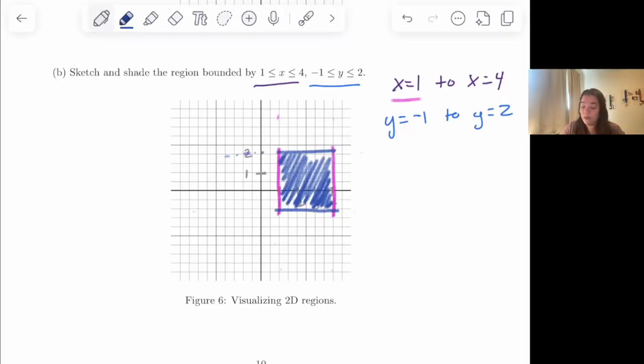Now, what happens when the regions are a little more complicated and they're not rectangular? That's going to be our last set of examples. We're going to learn how to think about a non-rectangular region, specifically how to think about slicing it as well. And then that'll wrap up our topics in this workshop.